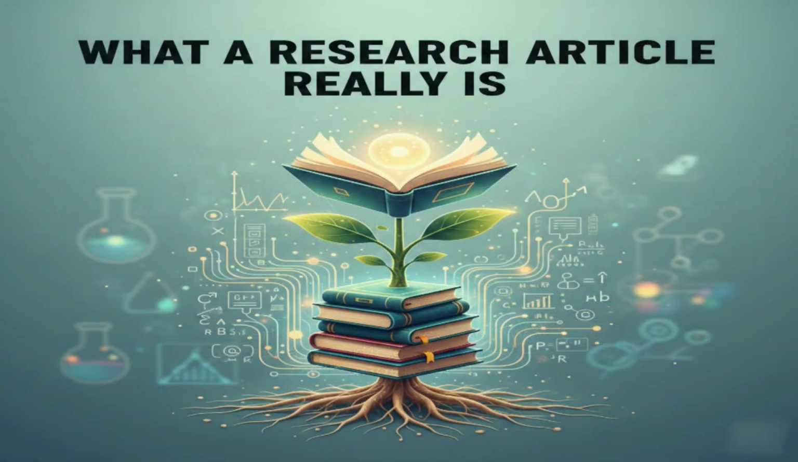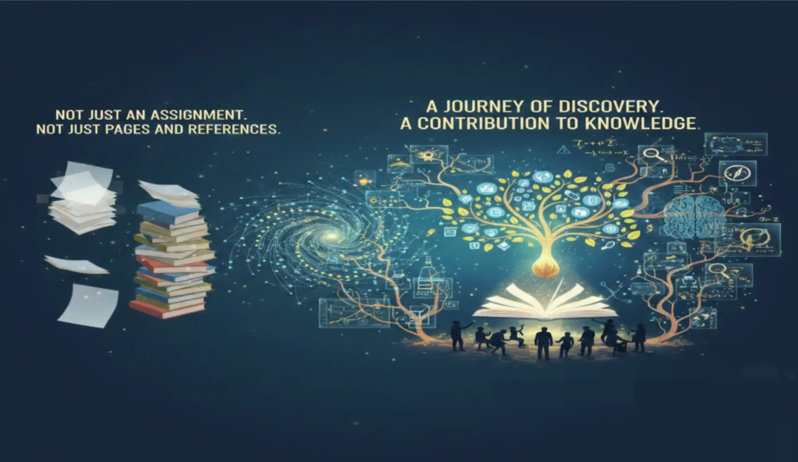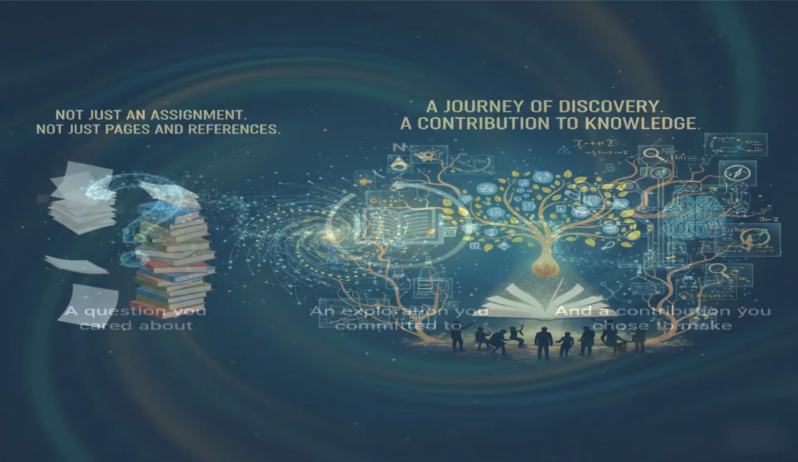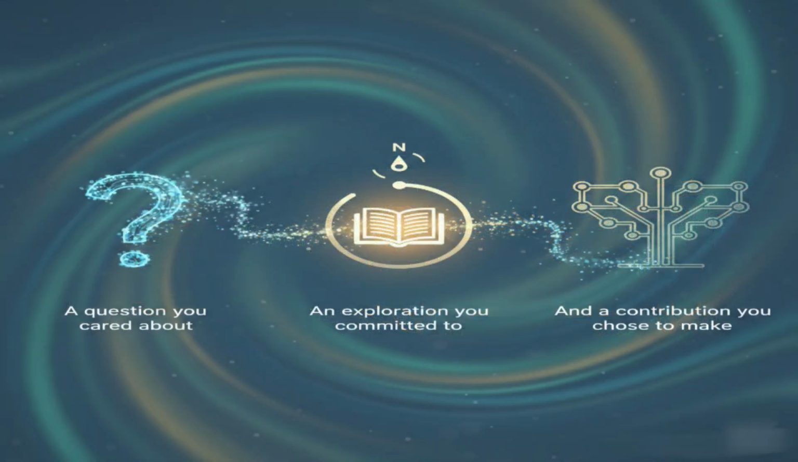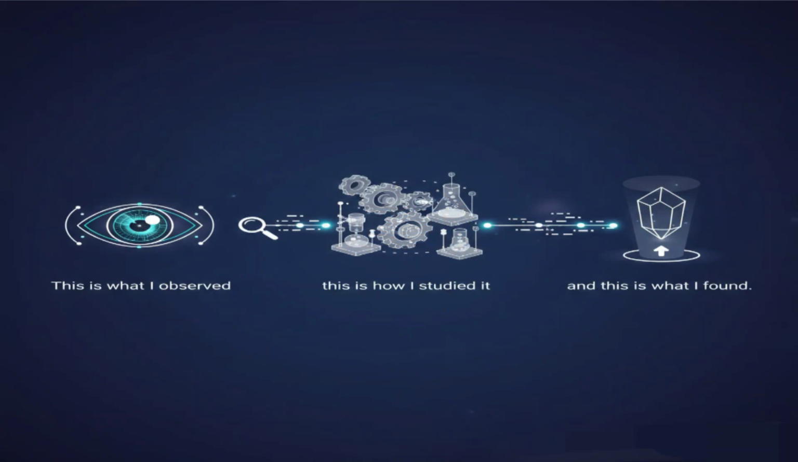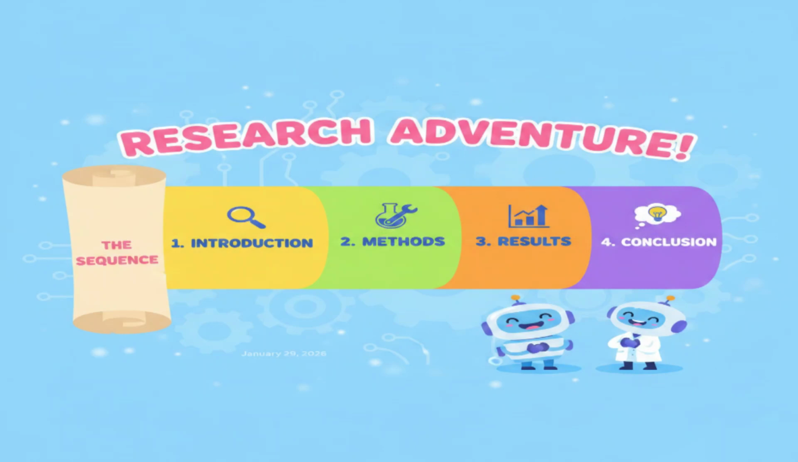Let's start with the very first question: what a research article really is. A research article is not just an assignment. It's not just pages and references. A research article is a question you cared about, an exploration you committed to, and a contribution you chose to make. It tells the academic world, this is what I observed, this is how I studied it, and this is what I found. And every research article, no matter the field, follows a sequence. Let's unfold that sequence, one layer at a time.